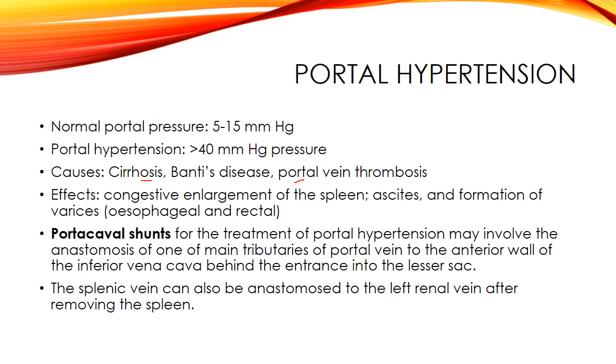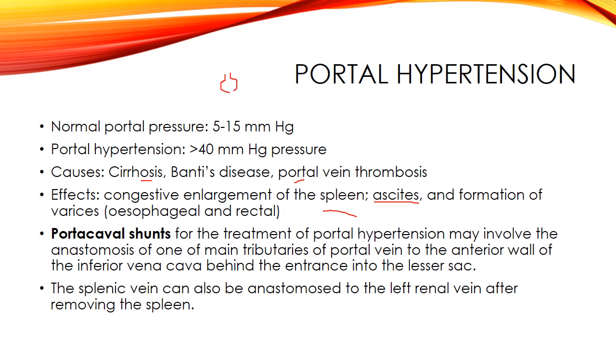We already said that when the portal vein gets blocked, the blood is going to back up and it will cause portal hypertension. And what happens is that the accessory sites, the sites of portocaval anastomosis, are going to get swollen up. So we will have congestive enlargement of the spleen, known as congestive splenomegaly. We will have ascites, and we will also have formation of varices. Varices are basically dilated veins which are present at the sites of portocaval anastomosis.